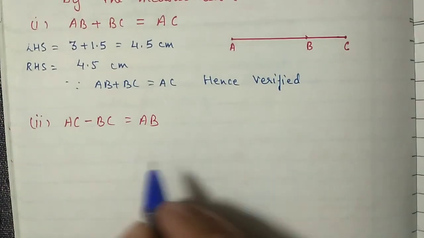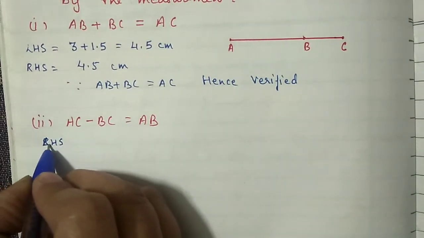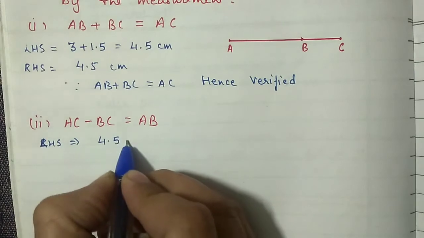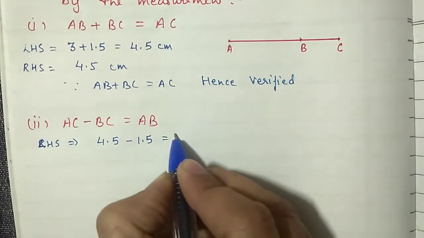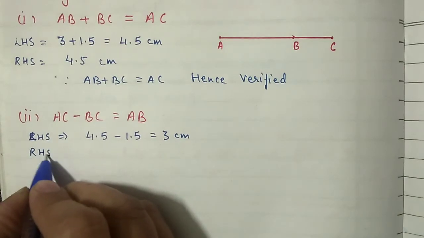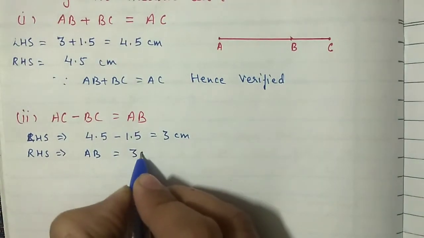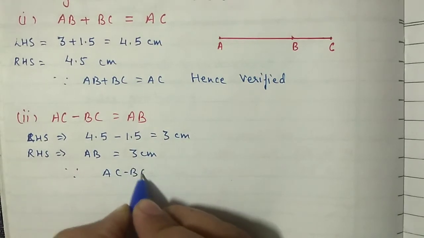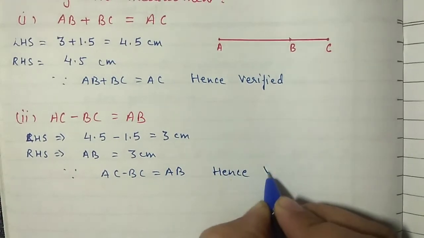Next, second part, AC minus BC is equal to AB. So first we will calculate the left side. AC is 4.5, just now we have measured, and BC is 1.5. So 4.5 minus 1.5 is equal to 3 centimeter. And now right hand side also we will calculate. Right hand side is AB and AB is 3 centimeter. So here also both the sides are coming same, because AC minus BC is equal to AB, hence verified.